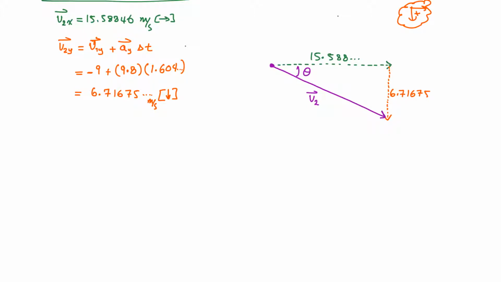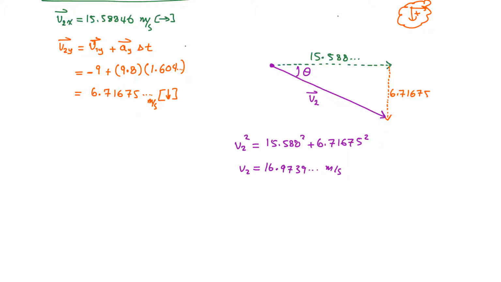To find the magnitude of v2, I'm going to use the Pythagorean Theorem, which states that v2 squared is going to equal 15.588 squared plus 6.71675 squared. And again, when I'm putting things in my calculator, I will use the exact same value as I saw in my calculator and not actually round them. And when I do this and I take the square root, I will get 16.9739 as my speed. And this is meters per second.